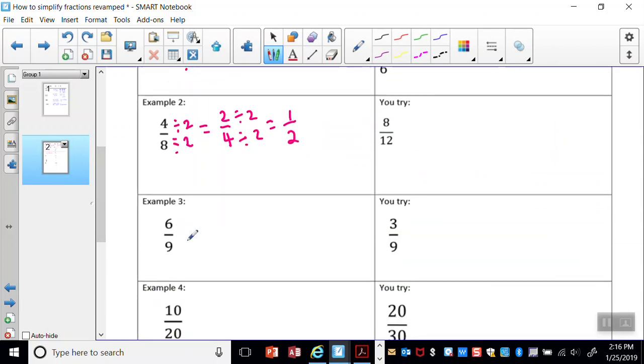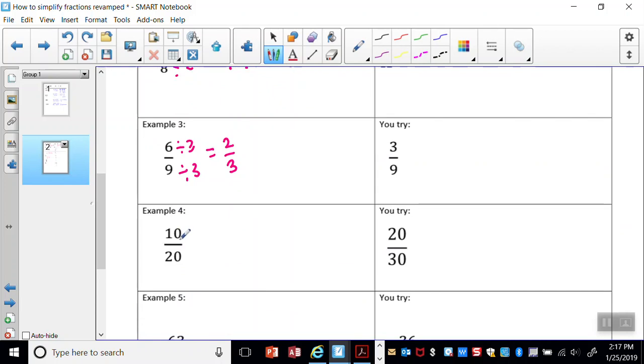Next example, 6/9. 6 is divisible by 2, but 9 is not divisible by 2. Both numbers have to be divided by the same number, so we cannot divide them by 2. But what we know is these numbers are divisible by 3. If you add all the digits of 6 or 9, and the sum is 6 or 9, they are divisible by 3. So I'm going to divide the top by 3, divide the bottom by 3. 6 divided by 3 is 2, 9 divided by 3 is 3. So 2/3 is the simplest form. You cannot divide them.